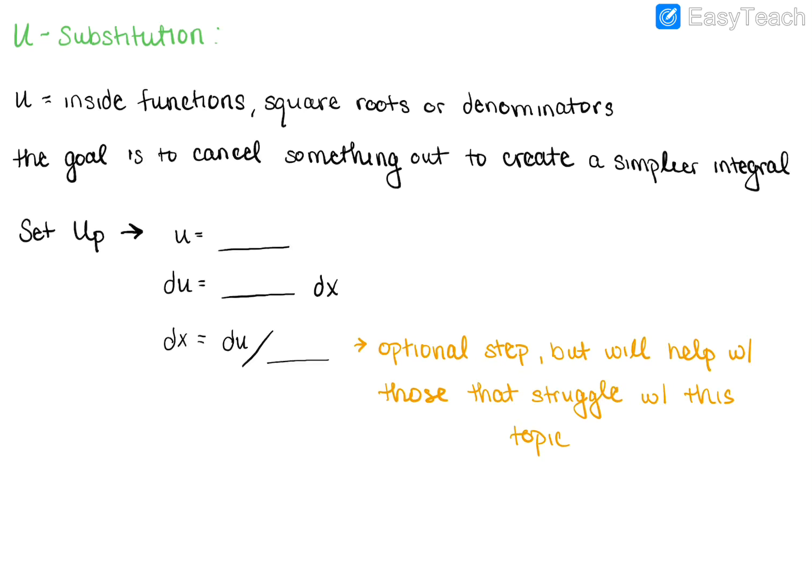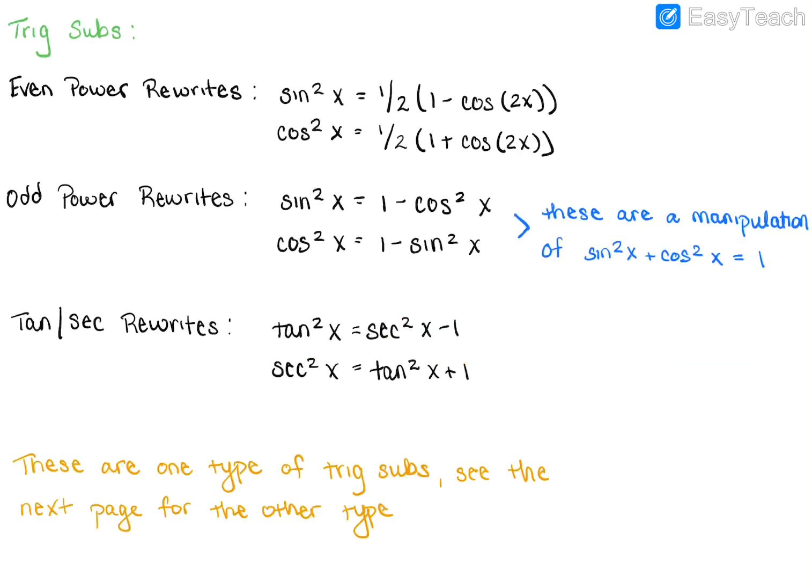On the third page we have u-subs. So you want to make a u-substitution whenever you have inside functions, square roots, or denominators in your integral. And then here's a setup. The third step is optional, but may help you if you have trouble with this topic, as this is not something that's usually rewritten in class.